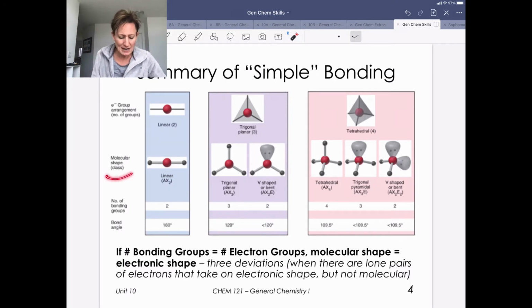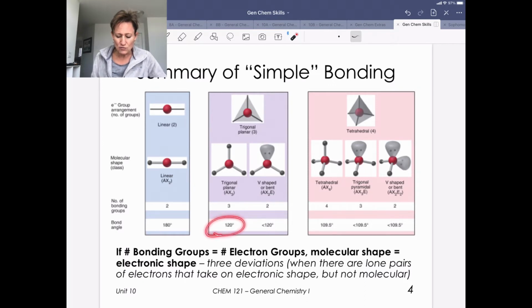In that case, when we think about the shape of the molecule, we have to give room for those electrons, but they don't really reflect the molecular shape, the shape of the atoms of the molecule. So the shape of this molecule is actually V-shaped. Again, both of these have the same electron group arrangement, trigonal planar. Three atoms is going to be trigonal planar. Two atoms and one lone pair will be V-shaped.